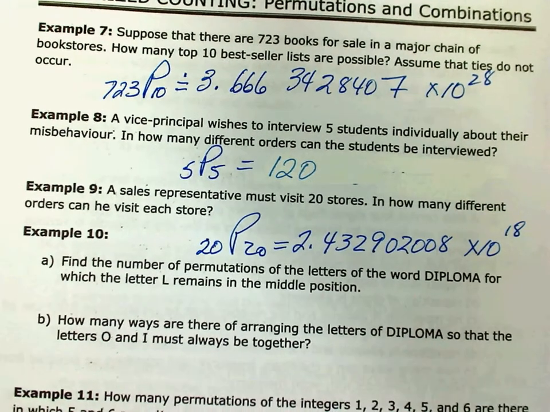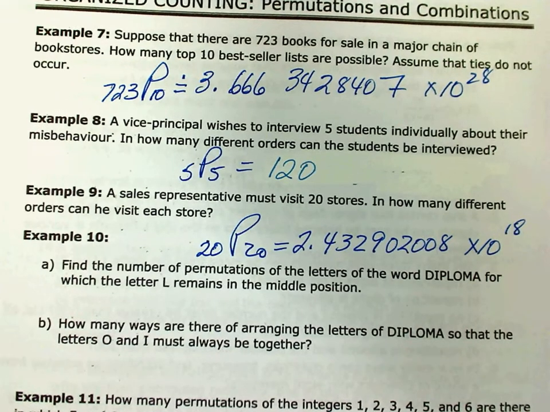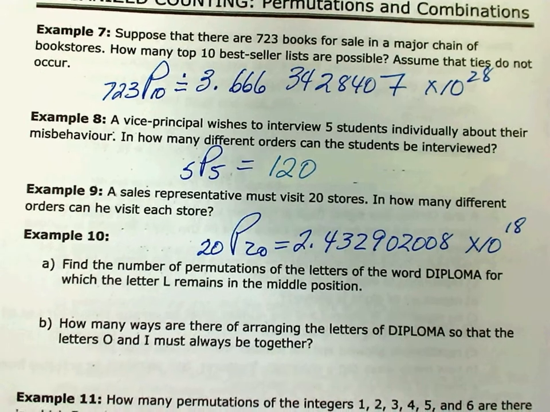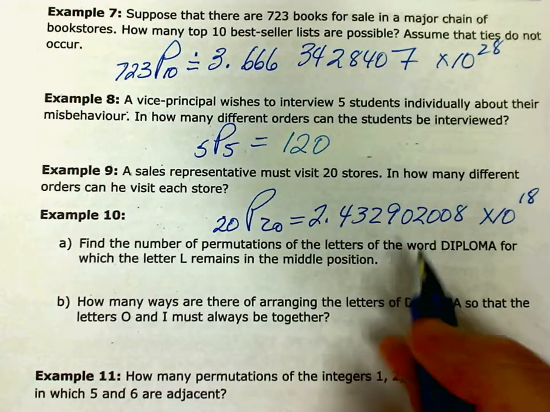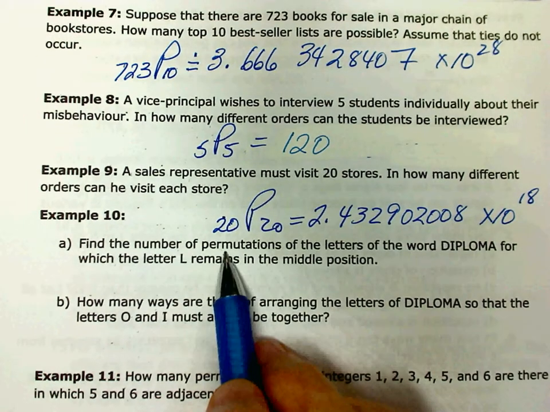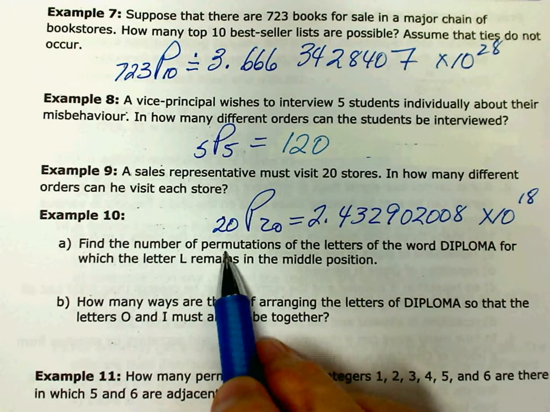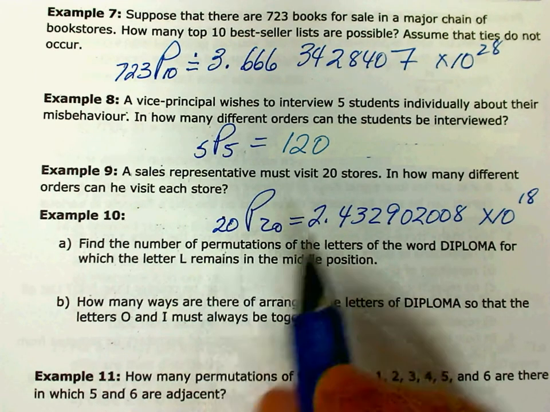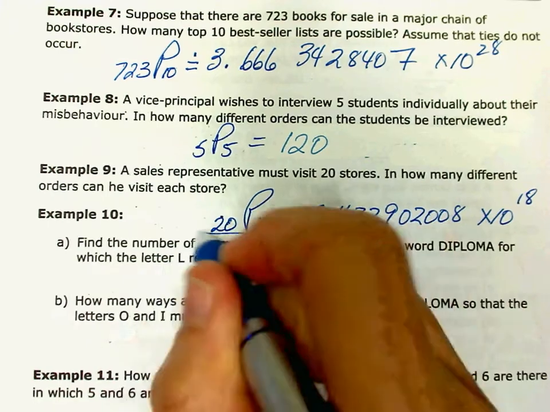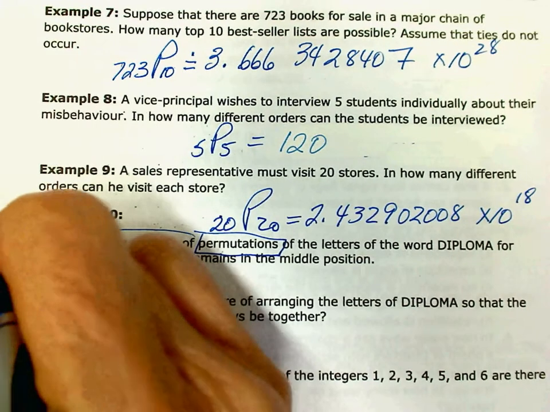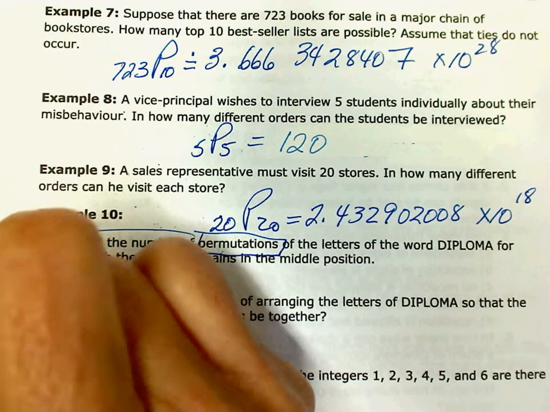Okay, now these arrangements or permutation questions can get more complicated. Find the number of the permutations. Permutations is another way to write arrangements. It's another word for arrangements.